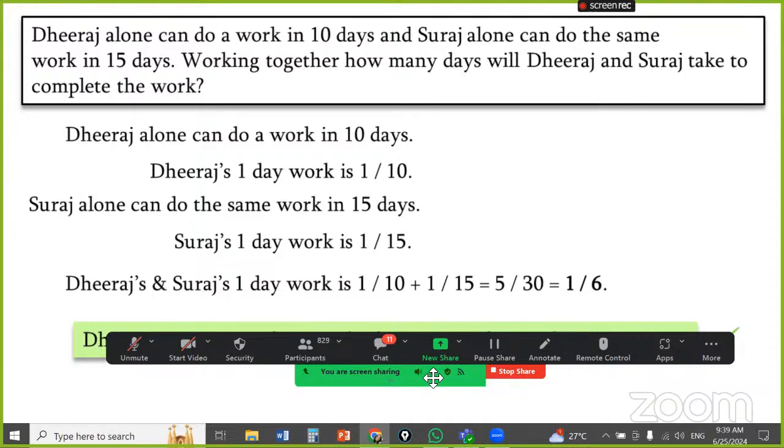This is your normal basic LCM method, taking the reciprocal and the LCM. This is one of the methods. I hope you'll find this one easier.